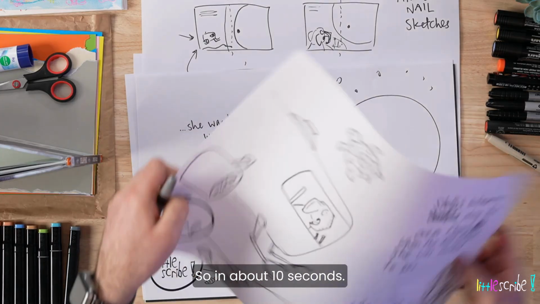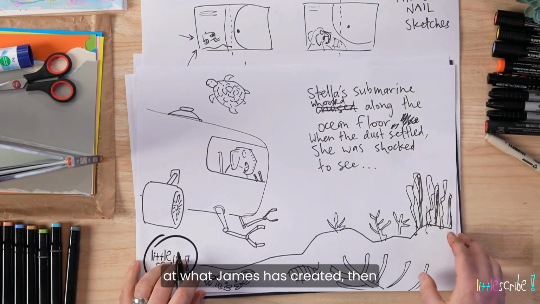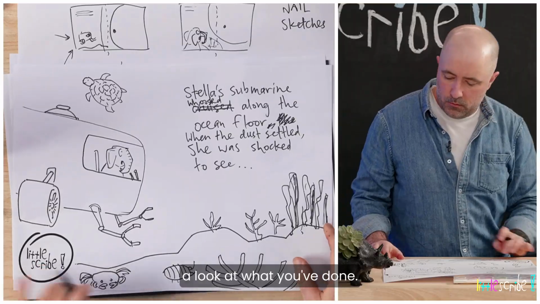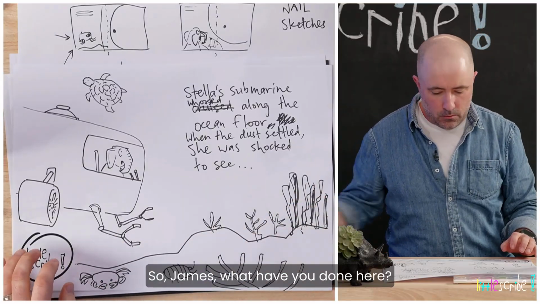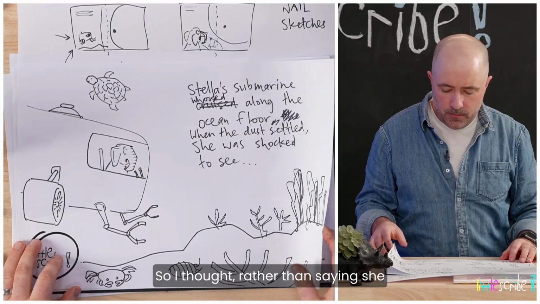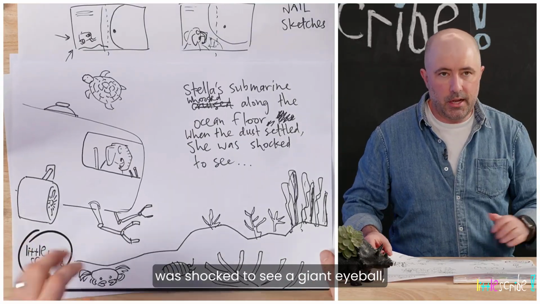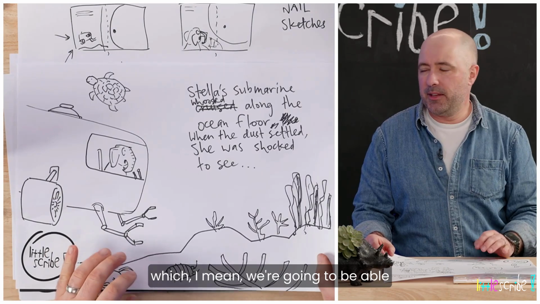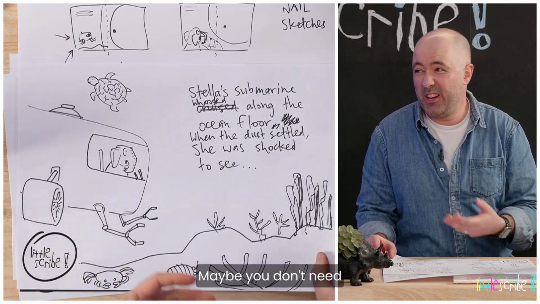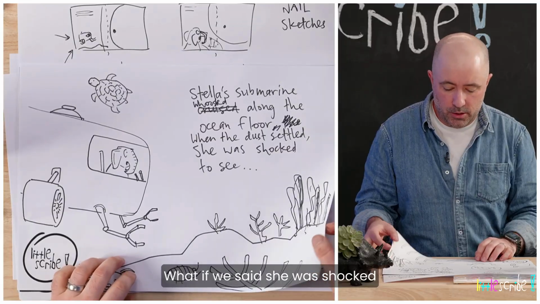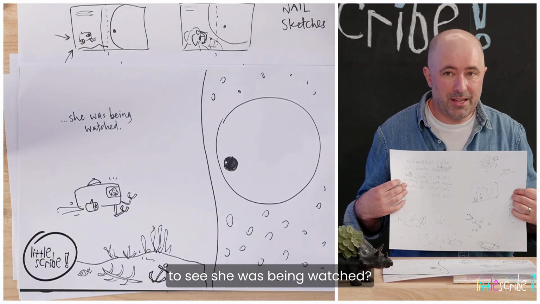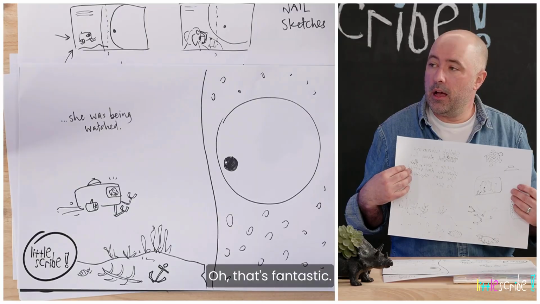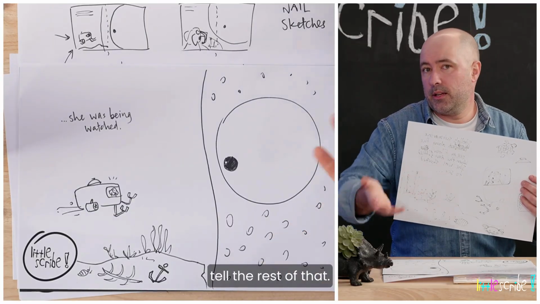So in about 10 seconds, first we'll have a quick look at what James has created, then we're going to come and have a look at what you've done. So James, what have you done here? So I thought, rather than saying she was shocked to see a giant eyeball, which we're going to be able to see from the illustrations, maybe we don't need to just repeat that. What if we said she was shocked to see she was being watched? Oh, that's fantastic.